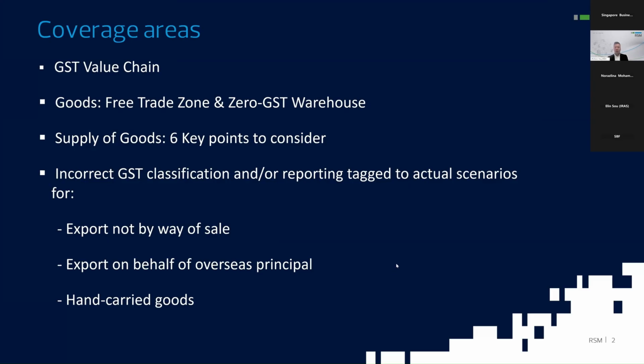Particularly, I think the key area for goods would be the 6 key points to consider. Obviously, not forgetting, I will also be starting off touching a fair bit on free trade zone and zero GST warehouse. It's quite relevant since there are a couple of questions that you guys have raised relating to free trade zones and what we call bonded warehouse, which is now renamed or termed as zero GST warehouse. Okay, that will be the first segment I'll be covering.